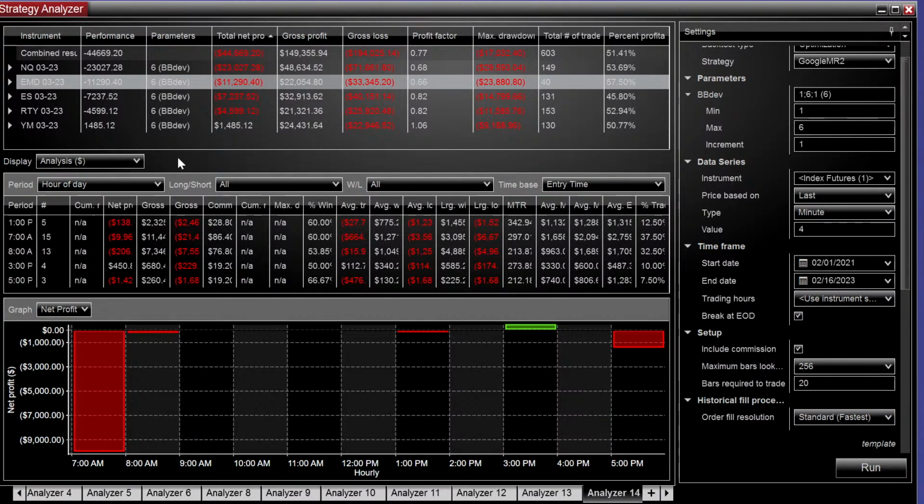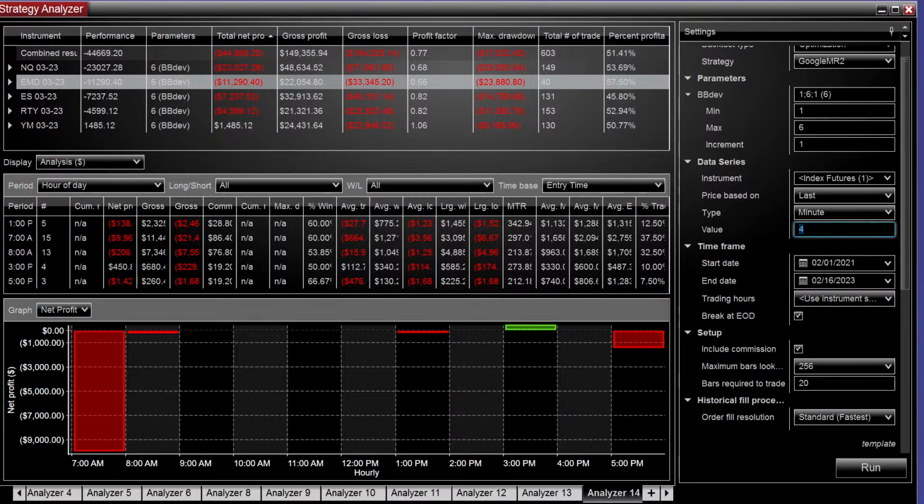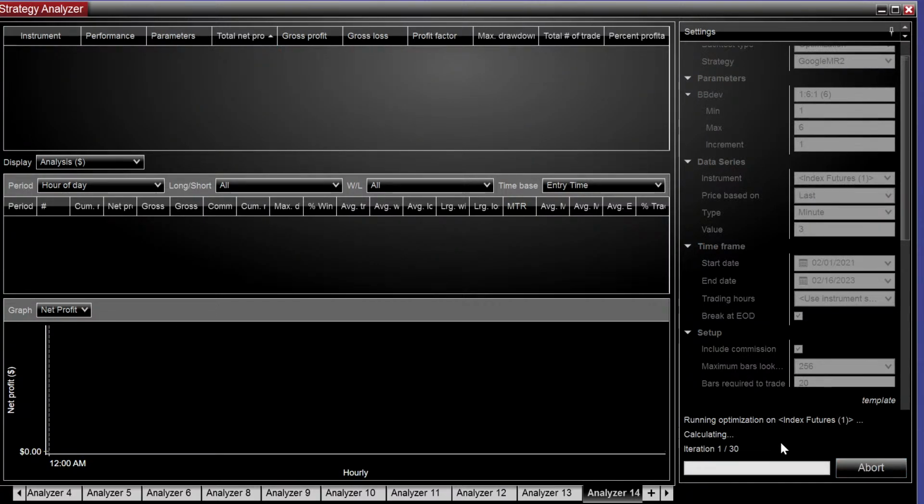Really, what throws it off so much is the width of the bands. It can really mess things up. And you'd think that through optimizing, it would choose a higher bandwidth, but even with the higher bandwidths, it's not finding any way to be profitable.